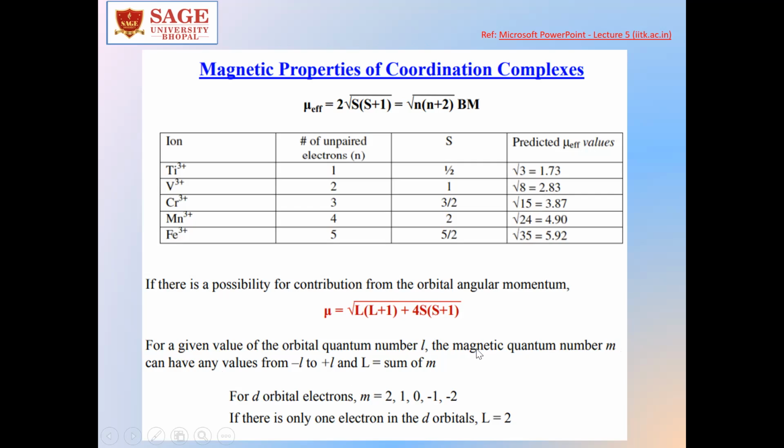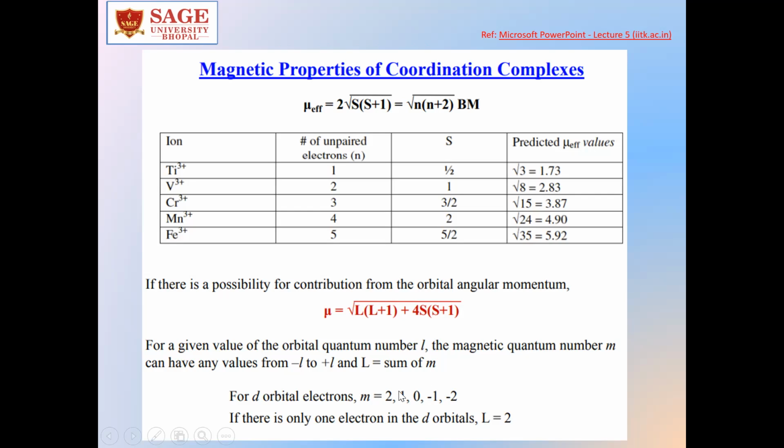So for d orbital electrons, we all know m equals 2, 1, 0, minus 1, minus 2. From here, we can calculate the capital L. If there is only one electron, the capital L value will be plus 2. If there are 2 unpaired electrons, it will be 2 plus 1, that equals 3. If 3 electrons, then 2 plus 1 plus 0, then also it will be 3. If 4 electrons, 2 plus 1 plus 0 minus 1, so the value of L again will be 2, and so on it will continue.